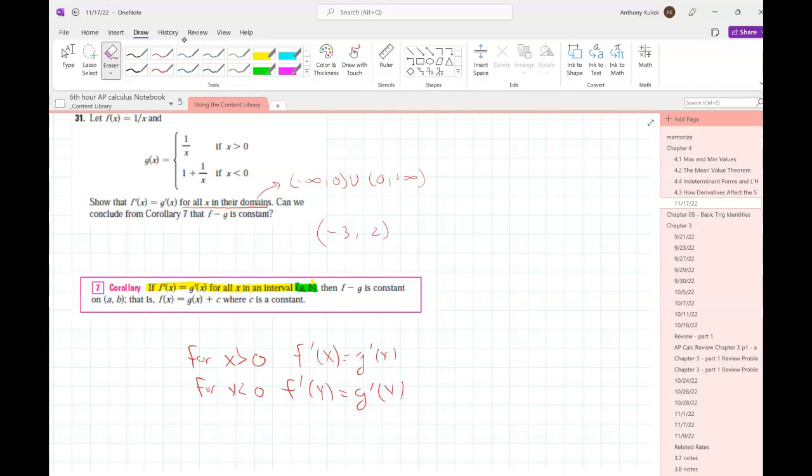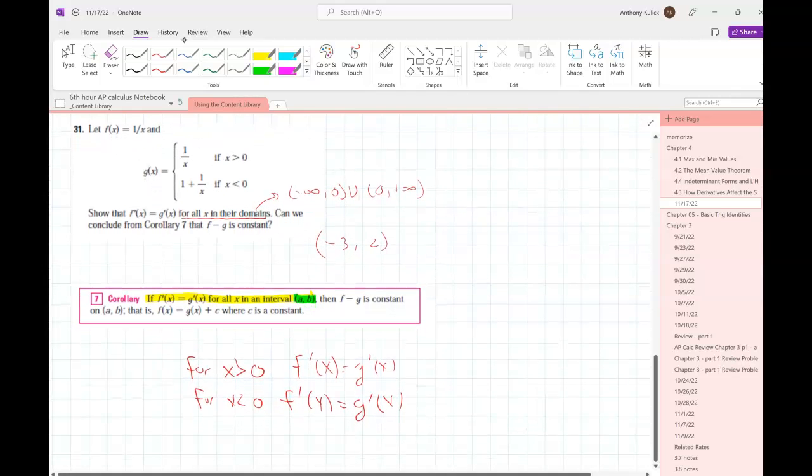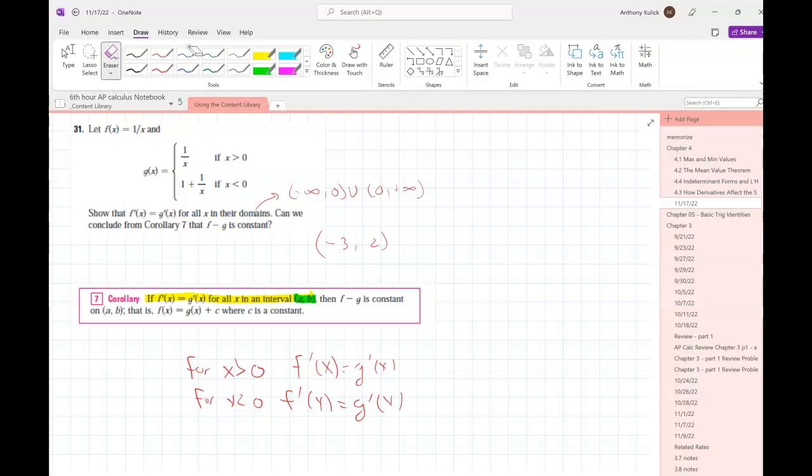Blake? Okay, so I think I did it a different way. I was able to prove that f prime and g prime were the same. Oh, it does say show that those are. Yeah, you just derive it. It's not hard to do that. You just do the derivatives.